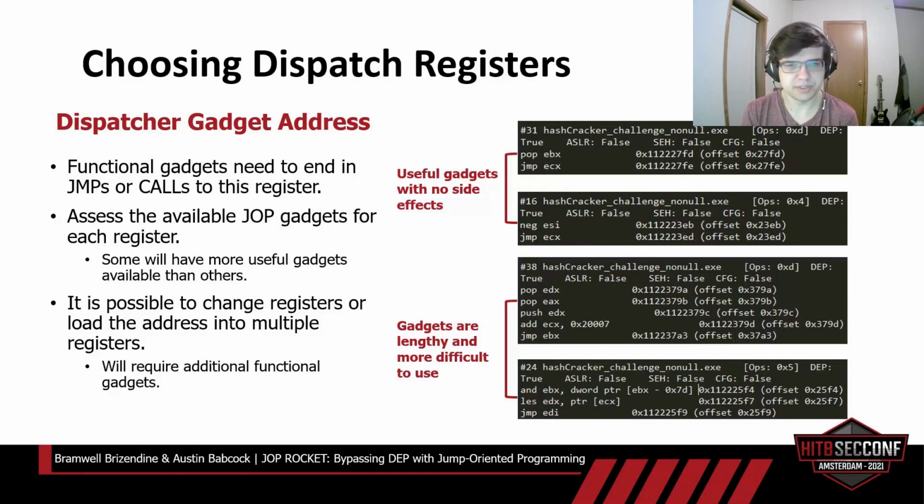We want to choose the register such that we have good functional gadgets to work with. If we have a specific one that's very useful, or if we have a lot of them that are very useful with little side effects, we would prefer to choose that register if possible. We can use gadgets from other registers that are a little bit more complicated, like those on the bottom. However, if we can avoid some of those side effects or weird instructions, we would probably prefer to do that.